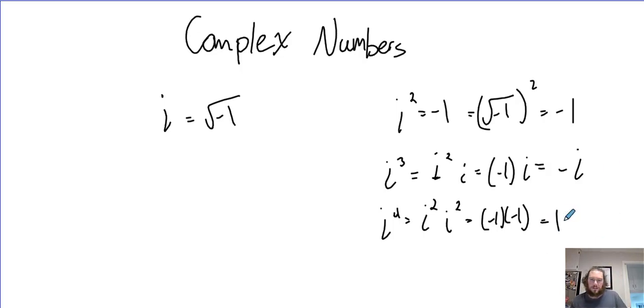And then this pattern just resets. So i to the 5 would be equal to i, i to the 6 would be equal to i squared, which is -1, and so on and so on. So the pattern just kind of loops around. Okay?